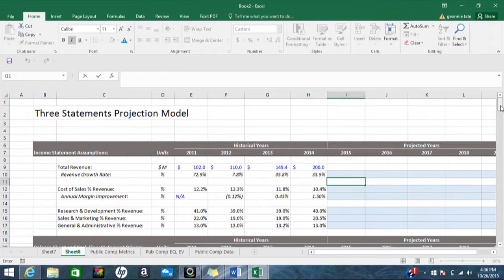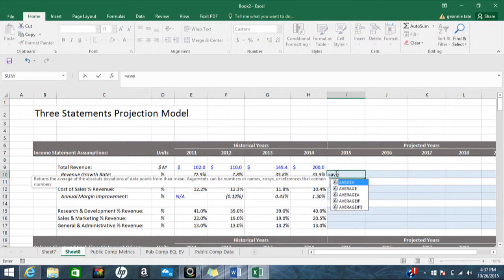And I'm going to start with the total revenue and the cost of goods sold as a percentage of revenue, and the research and development as a percentage of revenue, sales and marketing as a percentage of revenue, and the general and administrative as a percentage of revenue. And I'm simply going to take averages of all of these.